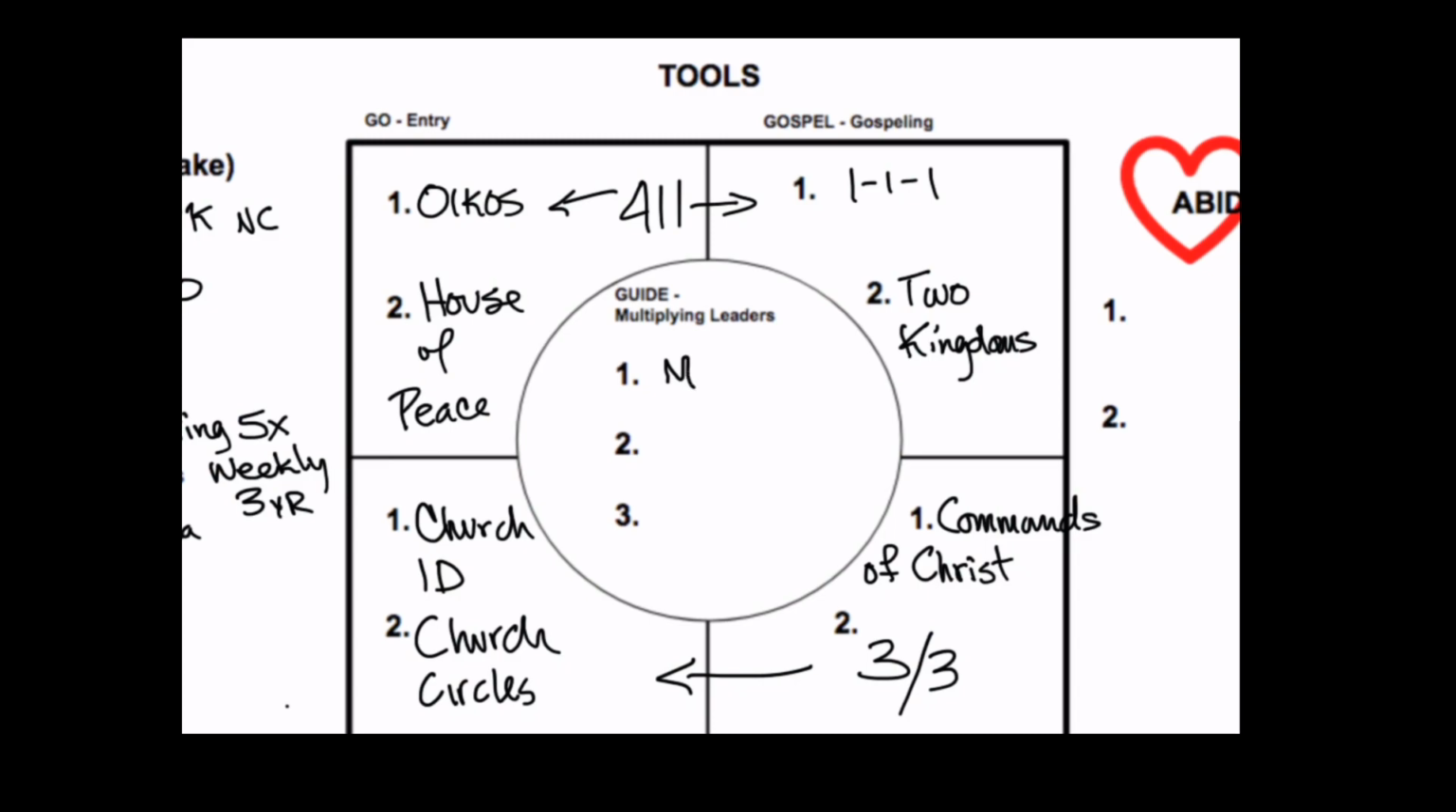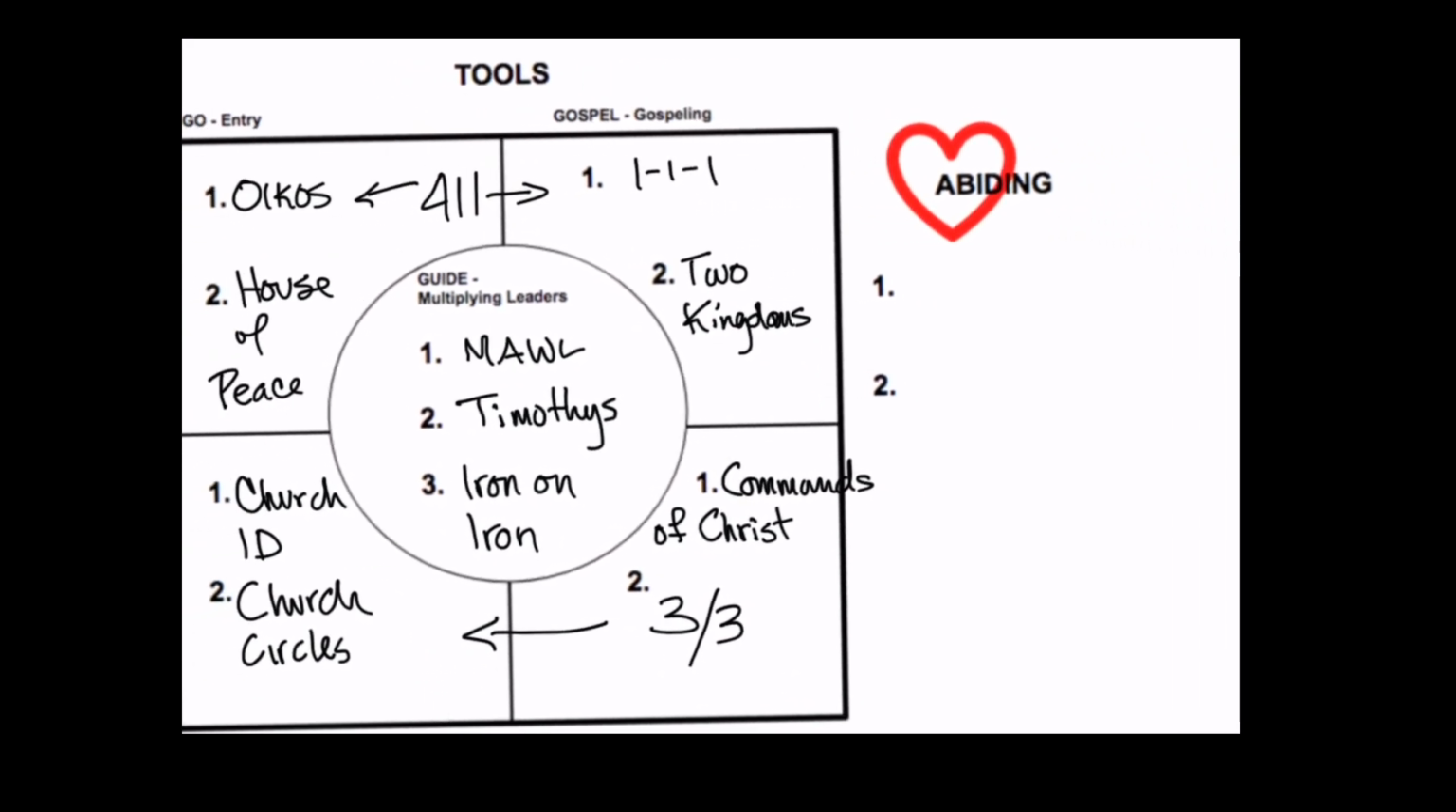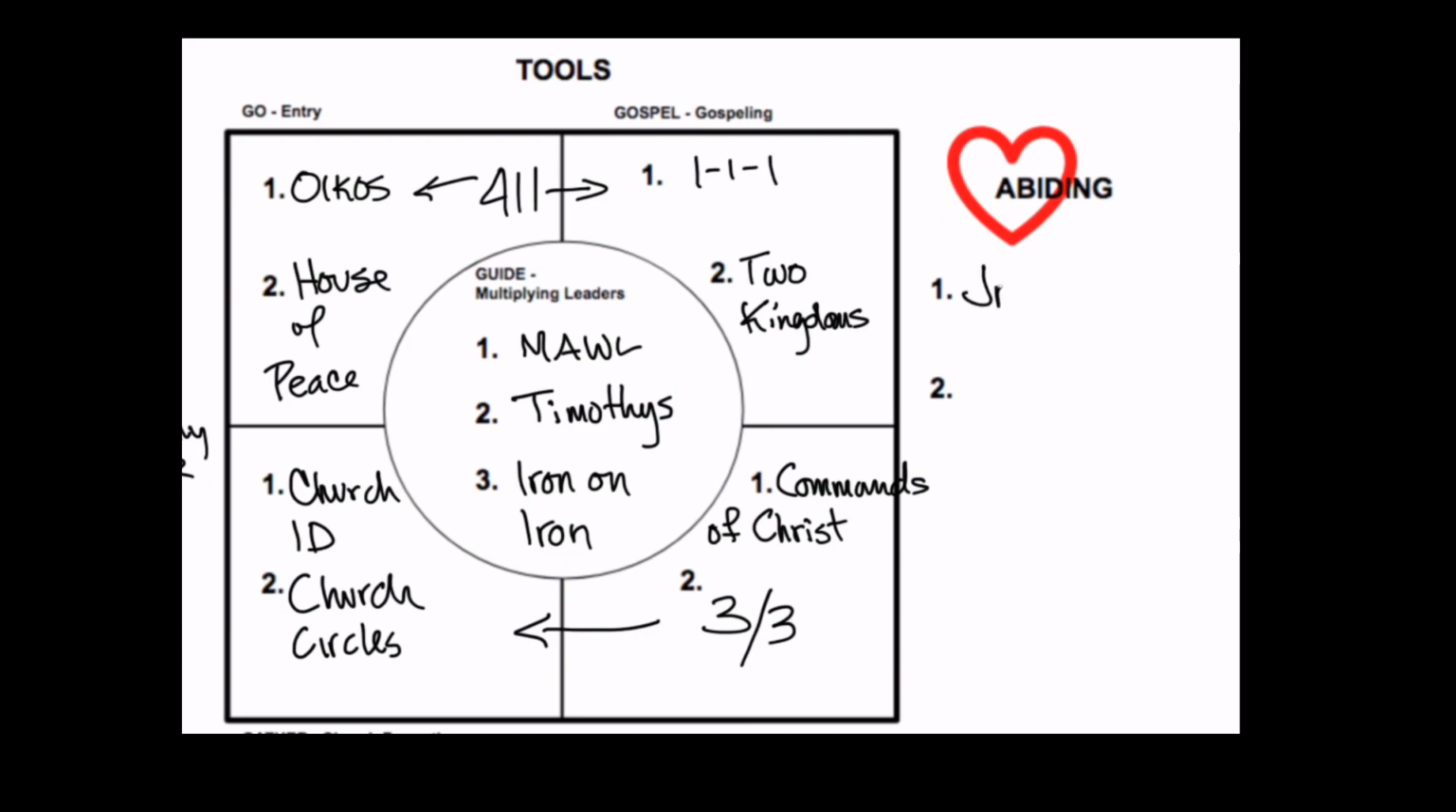For leadership development, we're going to go with MAWL, Model, Assist, Watch, and Launch or Leave. That'll be a module. And then, of course, the Timothys, we want to make sure they identify and equip Timothys. And in the Timothy module, you find the MAWL explanation. And then we're going to do Iron on Iron. That's that collaborative assessment that we're doing with our Timothys. Now, for abiding in Christ, I'm going to use the John 15 Bible study.